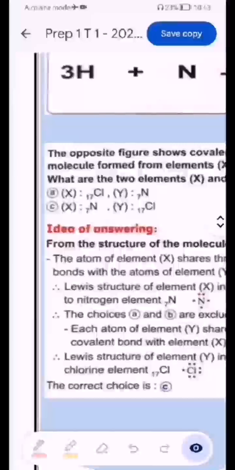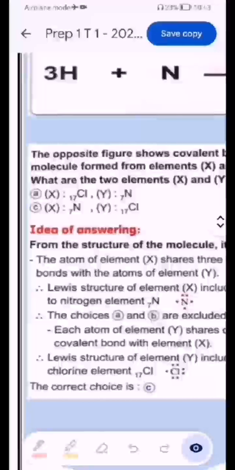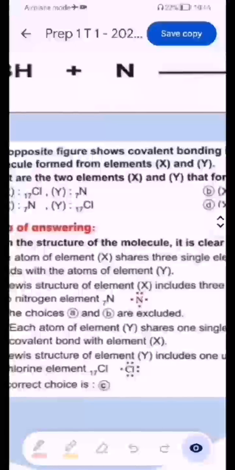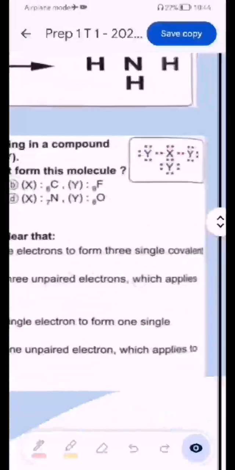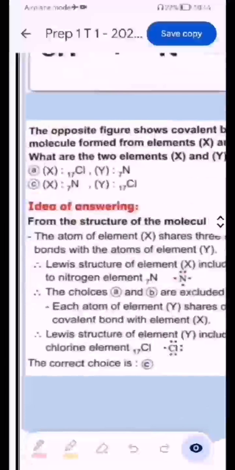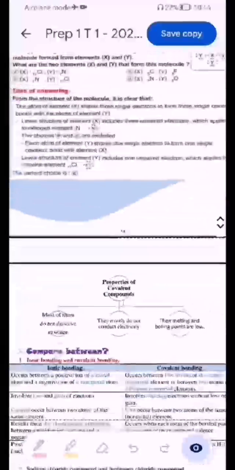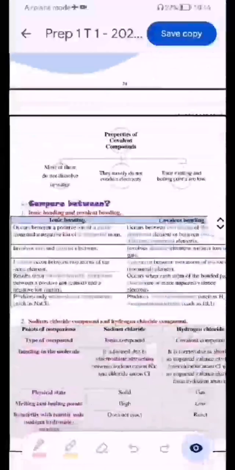Number C, X is N7, 2, 5. That means outermost contains 5. Look at this. X contains what? 5. Okay? Outermost contains 5. And Y is Cl17, 2, 8, 7. That means its outermost contains 7. Look at Y. It contains 7. So number C is the correct choice, okay? Correct choice. Now we will see the properties of covalent compounds.